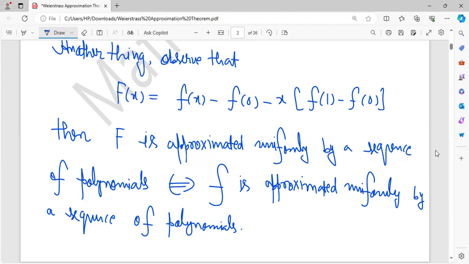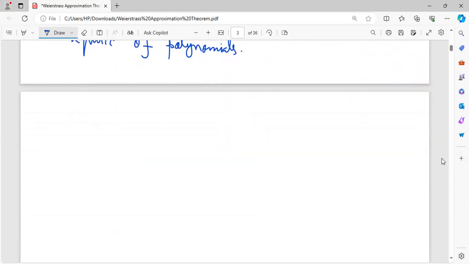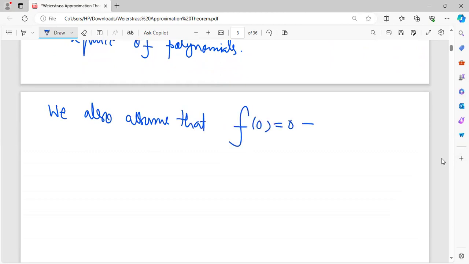Also observe here that F at 0 is 0 and F at 1 is 0. This quality is also satisfied. So without loss of generality, we can also assume that our f satisfies this condition.